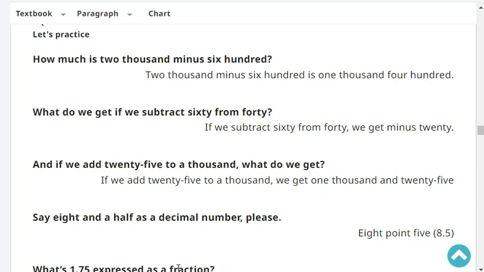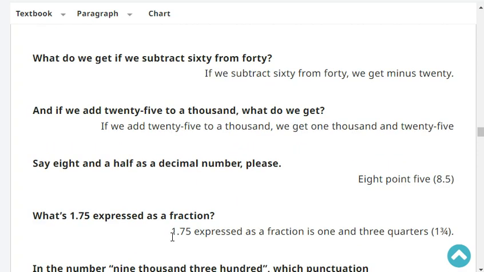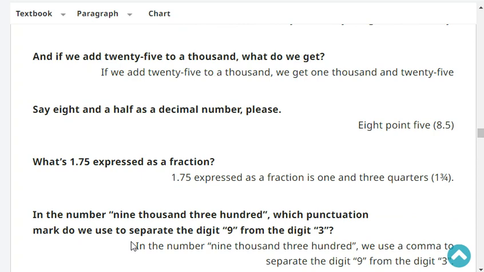Okay, one more. If we add 25 to 1,000, we get 1,025. Very good. Say 8.5 as a decimal number, please. 8.5. What's 1.75 expressed as a fraction?